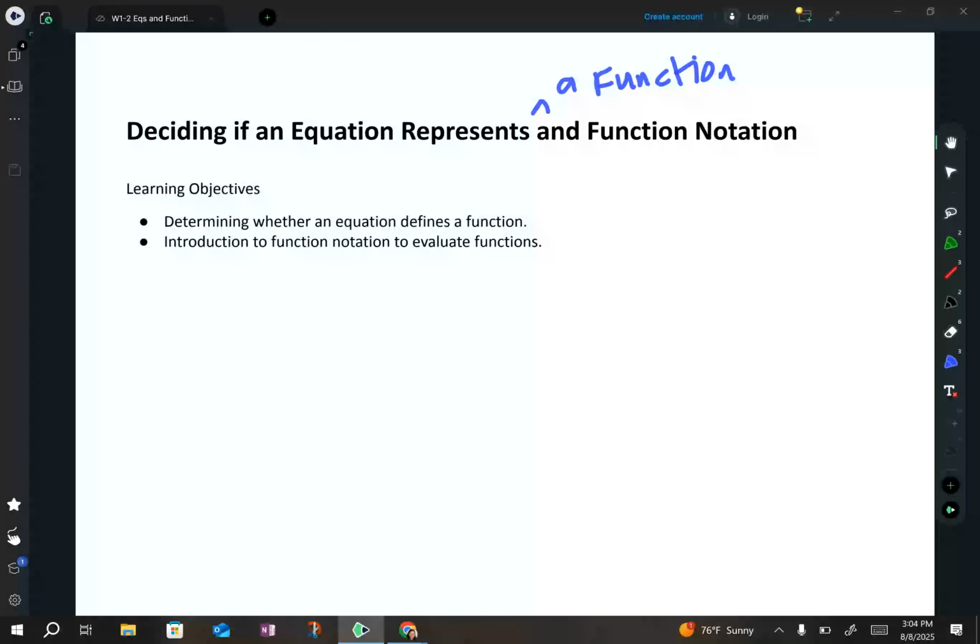Hi, and welcome to this video. We're going to talk about deciding if an equation represents a function and a little bit about function notation. So the learning objectives are determining whether an equation defines a function and an introduction to function notation to evaluate functions. Let's go ahead and get started.